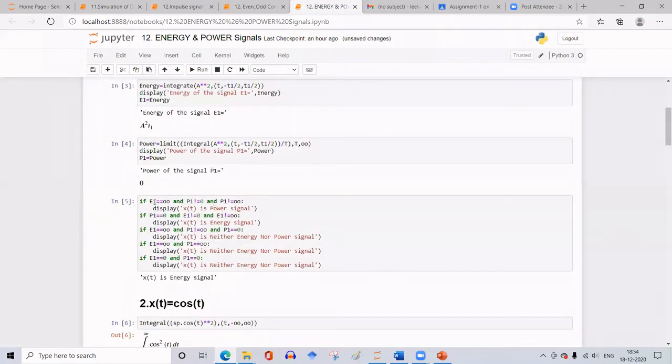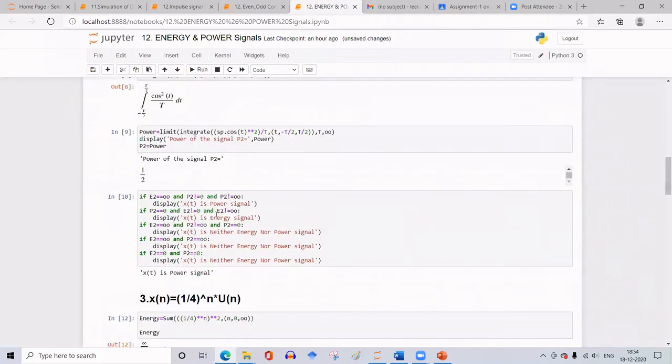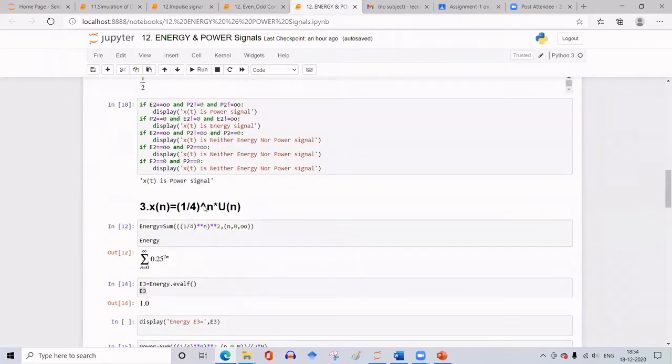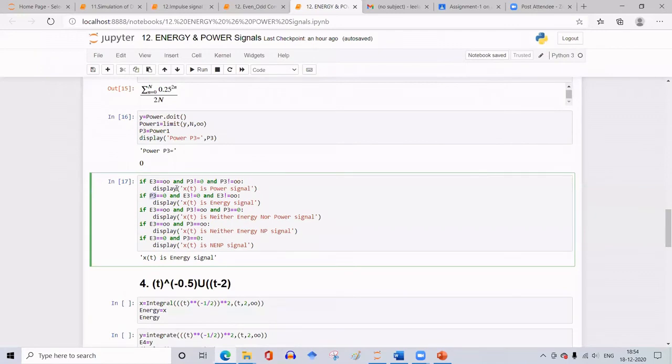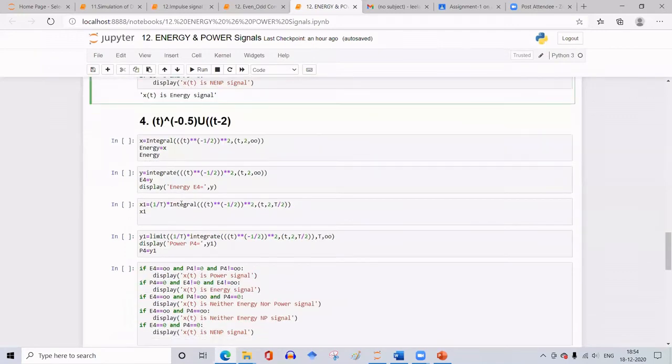In the first one, I took E1 and P1. In the second case, I took E2 and P2. Third case, I'm taking E3 and P3. So in the fourth problem, this is t to the power of minus 0.5 into u of t minus 2. Okay. So what must be the limit of this integral? It is multiplied by u of t minus 2.